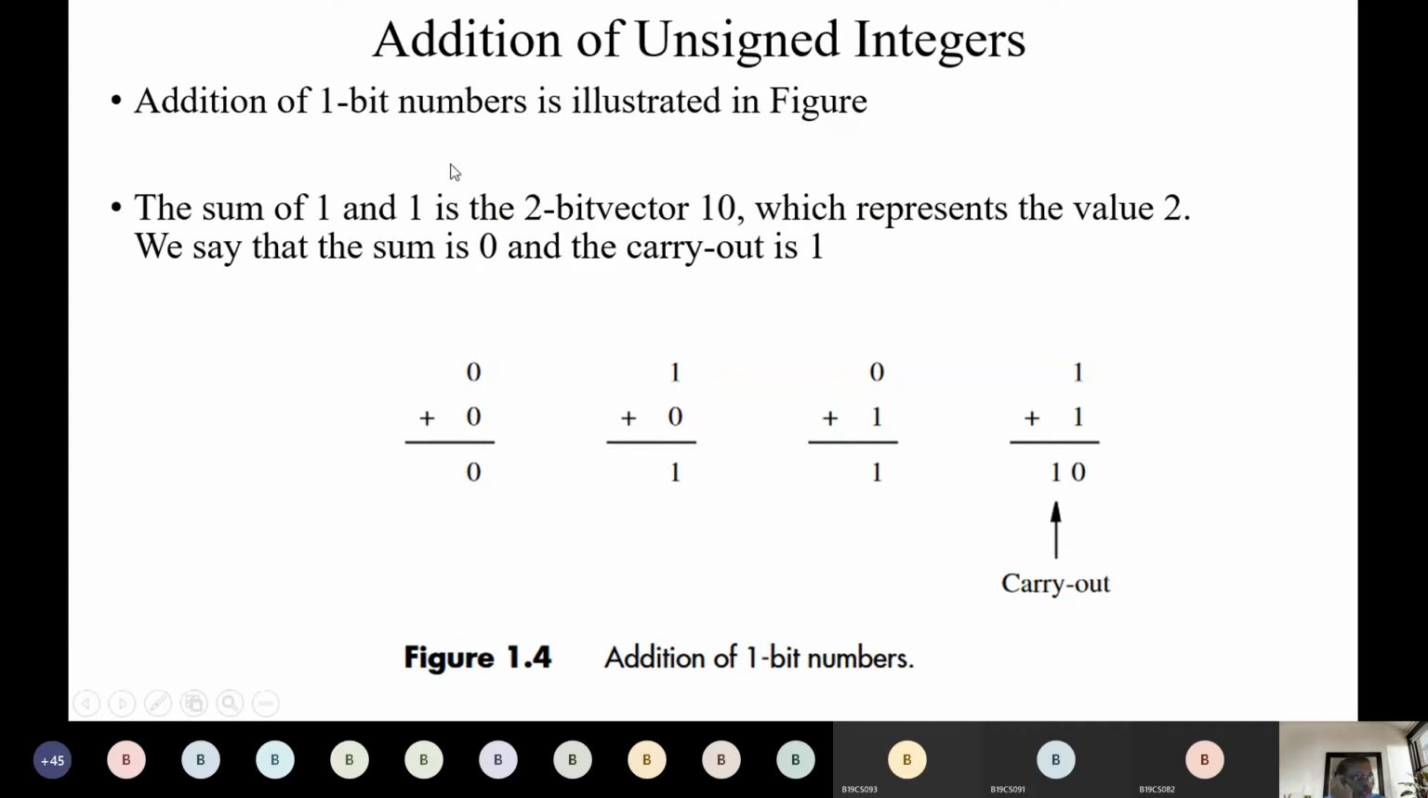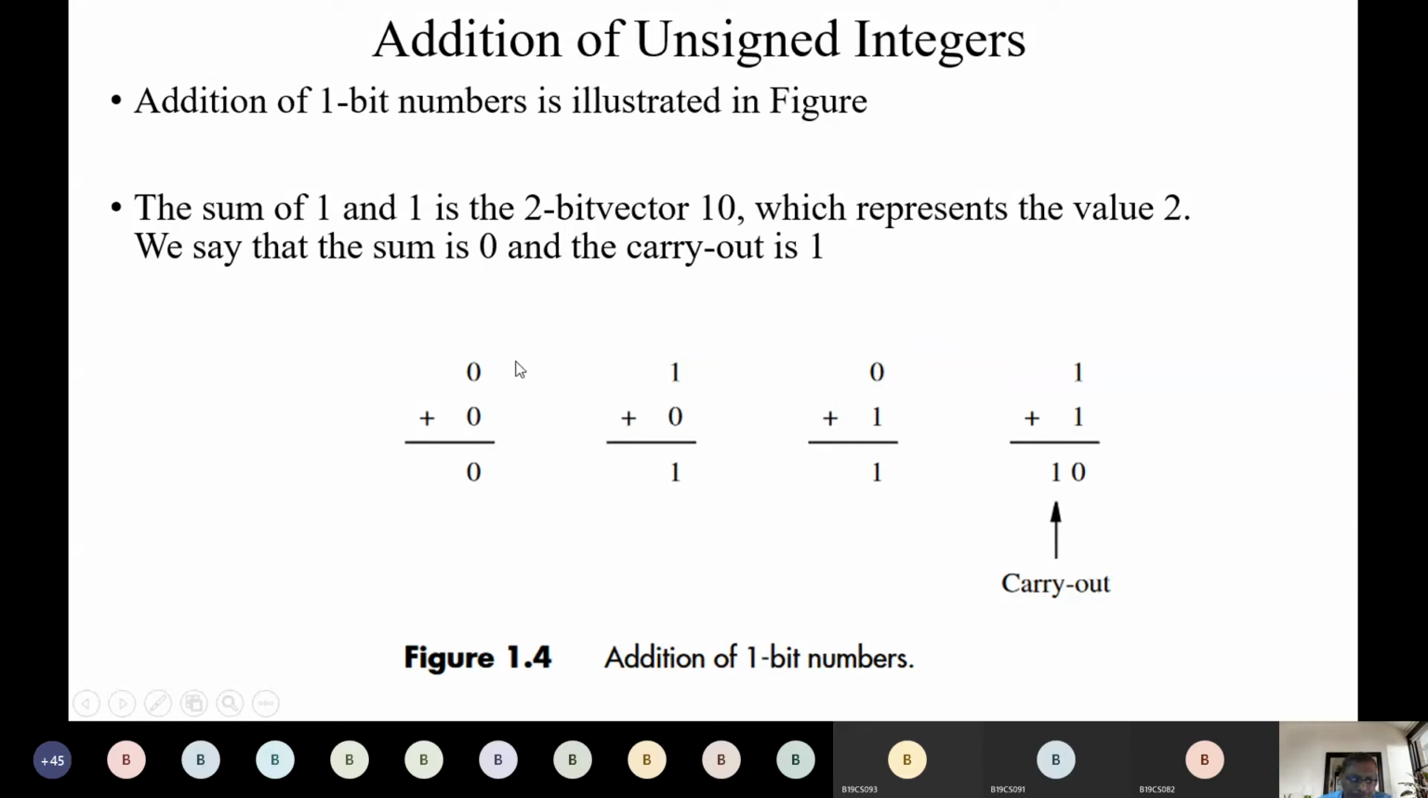So first we need to look at addition and subtraction in signed numbers. But before that, we will go with the addition of unsigned numbers, the numbers which do not have any sign. By default all are positive numbers. Addition of unsigned means the numbers without any sign.